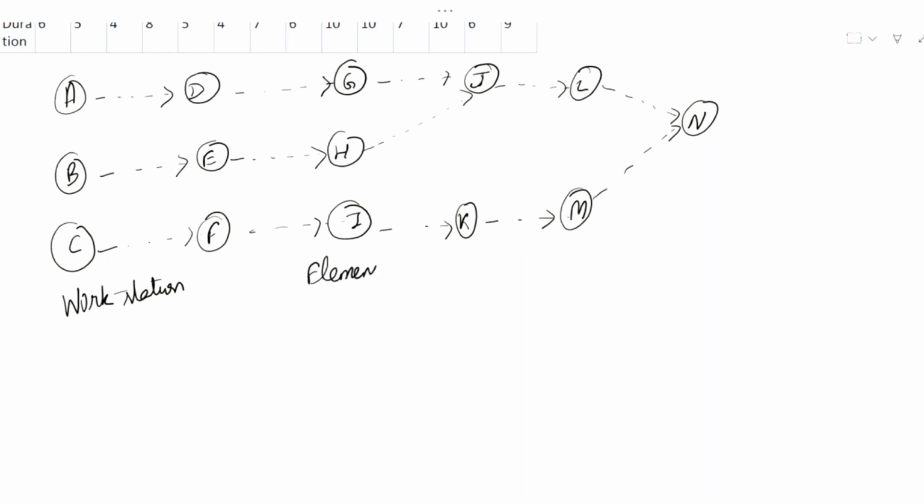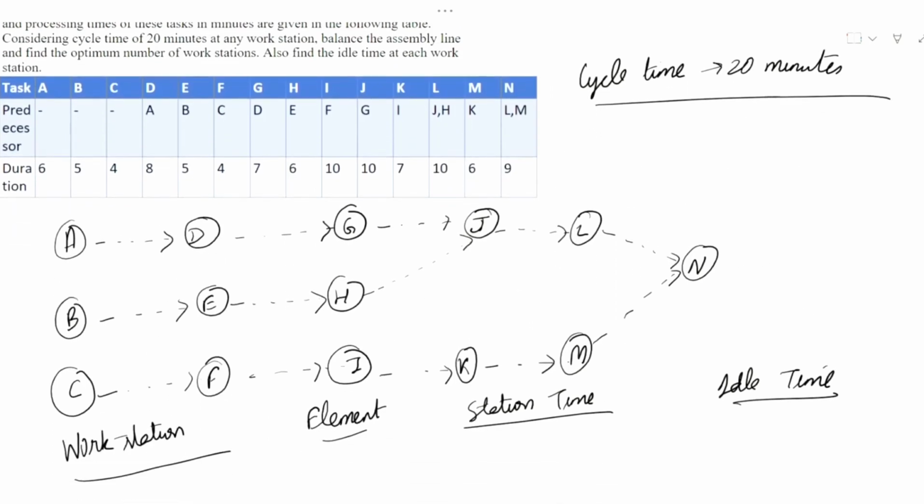Element, station time, idle time. Now we will write the time duration for each of the activities: 6, 5, 4, 8, 5, 4, 7, 6, 10, 10, 7, 10, 6, 9.